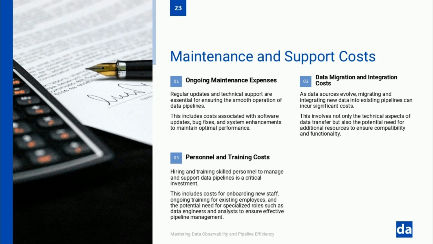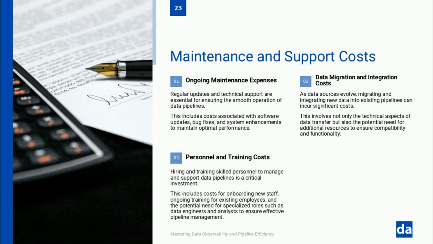Neglecting maintenance can lead to system downtime or inefficiencies, which can become costly in the long run. 2. Data migration and integration costs as data sources evolve. Migrating and integrating new data into existing pipelines is unavoidable. This involves not just the technical aspects of data transfer, but also the need for additional resources to ensure compatibility and functionality. It's essential to budget for these changes to adapt to evolving business needs without disrupting operations.